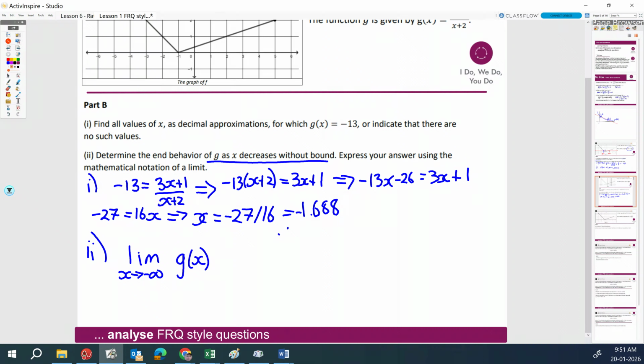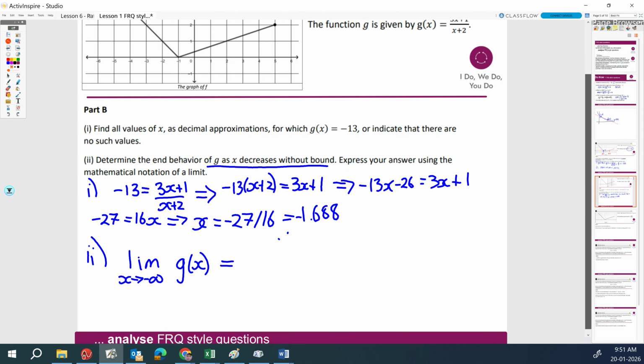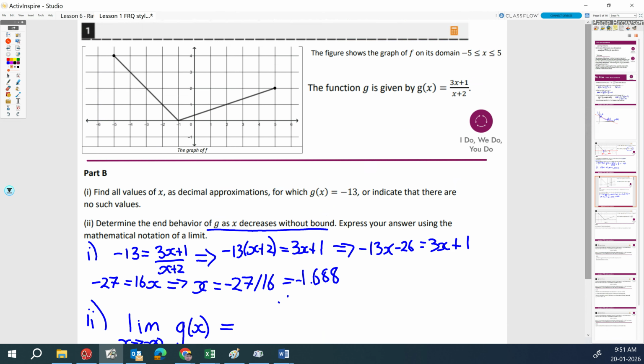Why? Because I'm doing g of x. Limits aren't always f of x. Don't just get into that rut of always writing f of x at this point. You'll get it marked wrong. And then we need to work out what the value is going to be. We can see what the value is going to be easily. We saw it on the graph, but you can see it here.